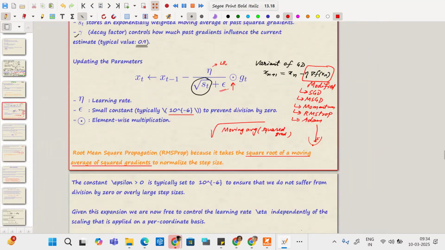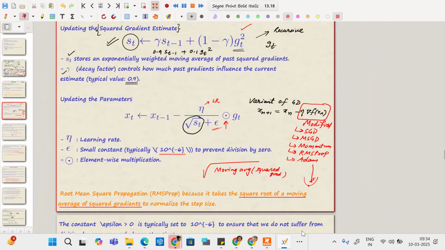So there was a tiny mistake here. Instead of the square root covering only st, remember that epsilon is 10 to the minus 6. It should come to your mind that if epsilon is 10 to the minus 6 and st is 0, then you are dividing by 10 to the minus 6. That is actually multiplying by 10 to the power 6, which is a very high quantity, right? So it can diverge. But I did not see that observation from your side.